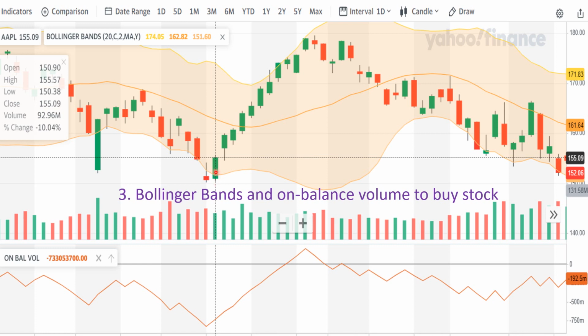Then we enter the trade at the close price of this bullish candle and place a stop loss 1 ATR below the close price to limit risk, and set up profit target 2 to 4 ATR above the close price to capture potential gain. This is how you use Bollinger Band and on-balance volume to enter the trade.